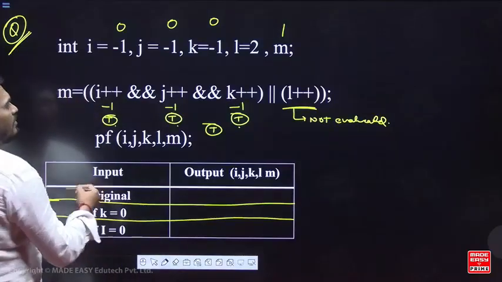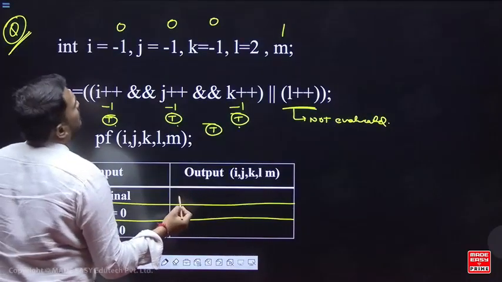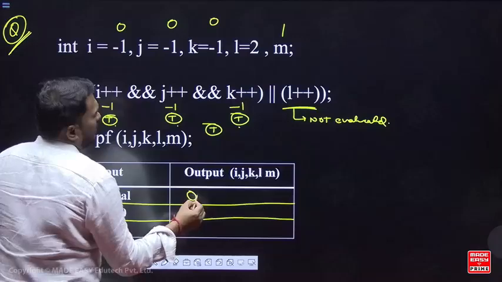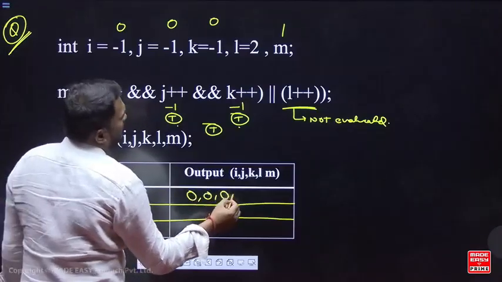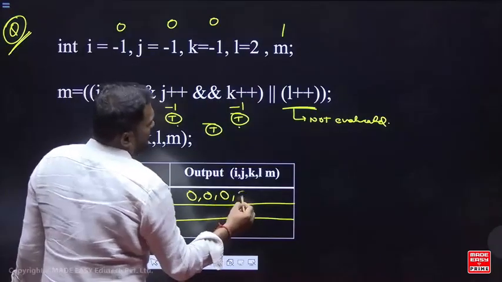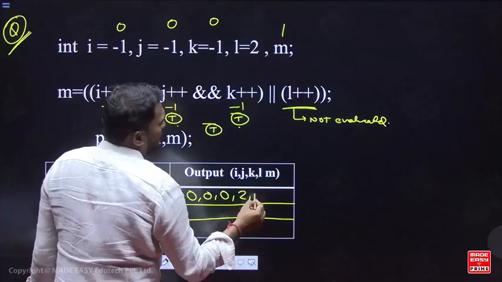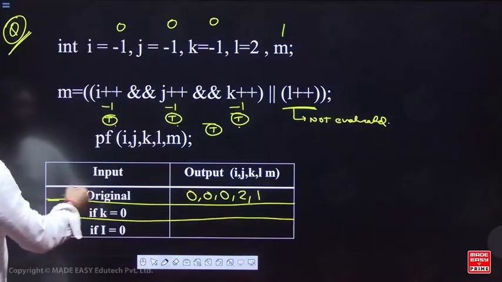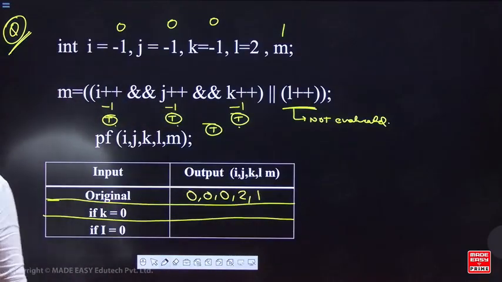1. So with the original input, what is the answer you are going to get? 0, 0, 0, and there is no change in l. L value is the same, only 2, and m value is 1. So with the original input, this is the answer.